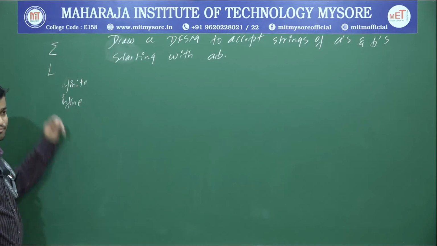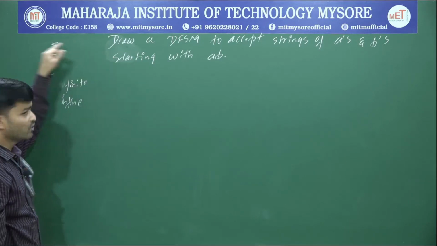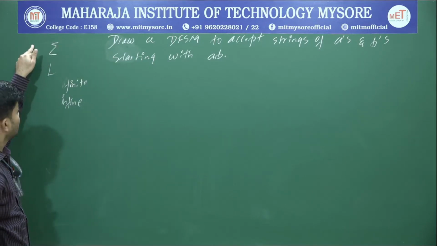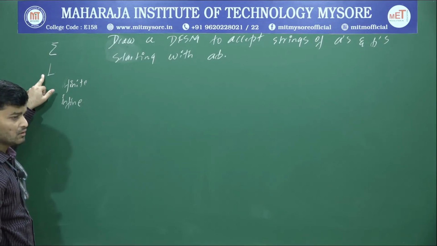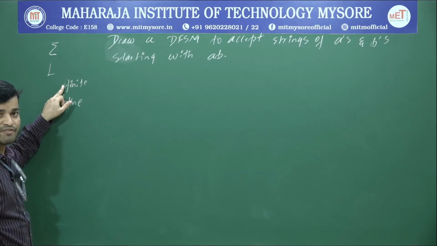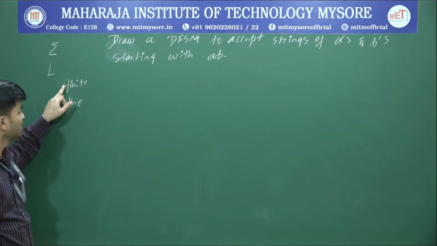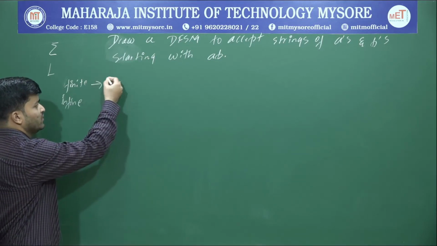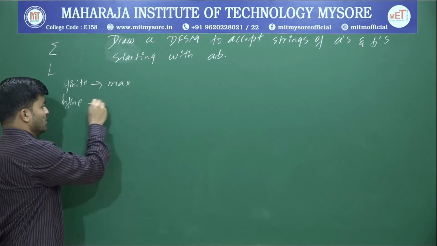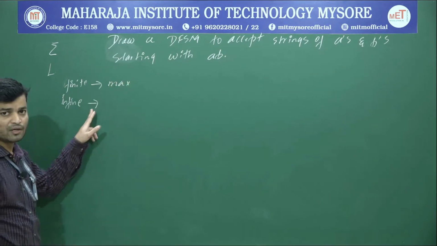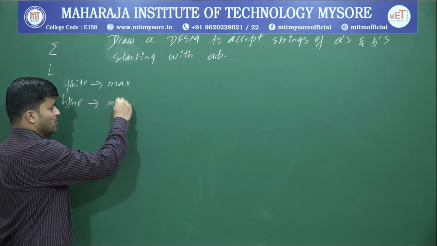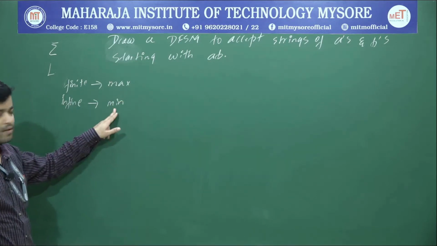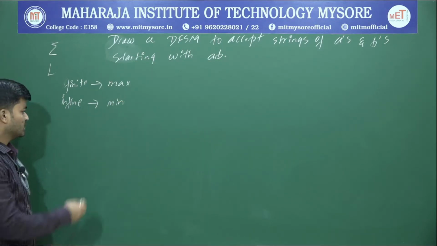So from the given question, write down sigma. Then you write the language. Then identify whether the language is finite or infinite. If it is finite, then go with the maximum length string. If it is infinite, then go with the minimum length string. Okay. And next build the skeleton.